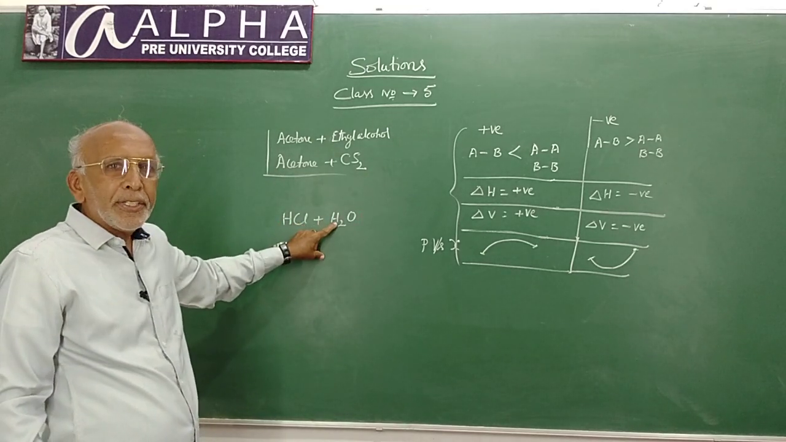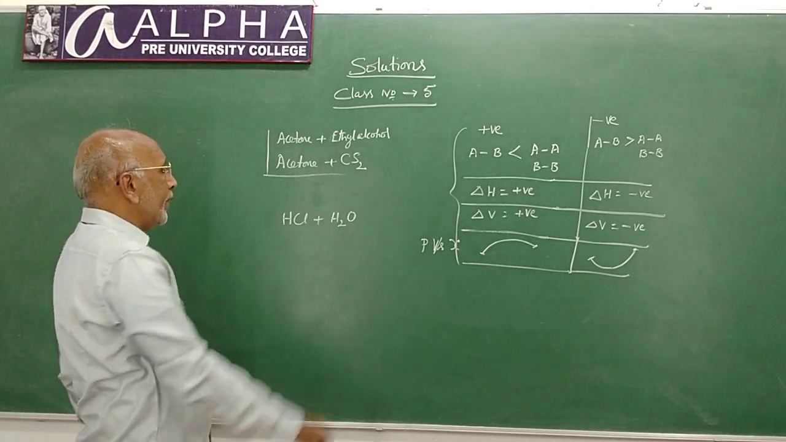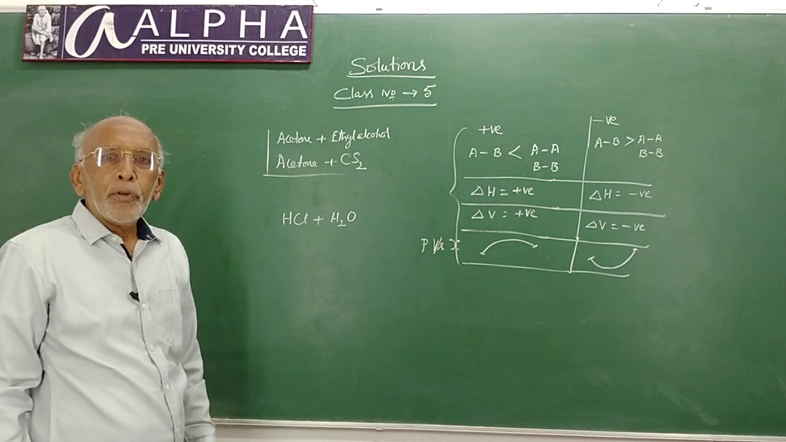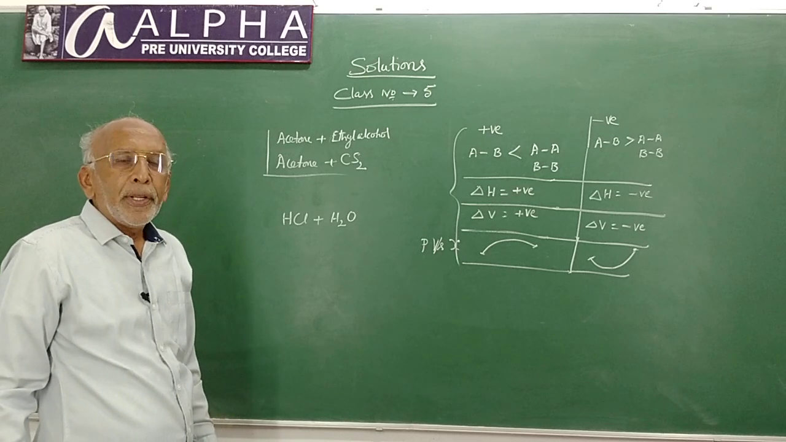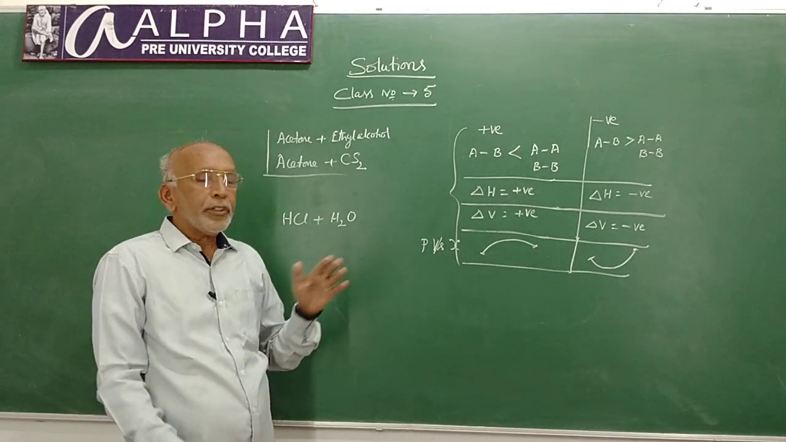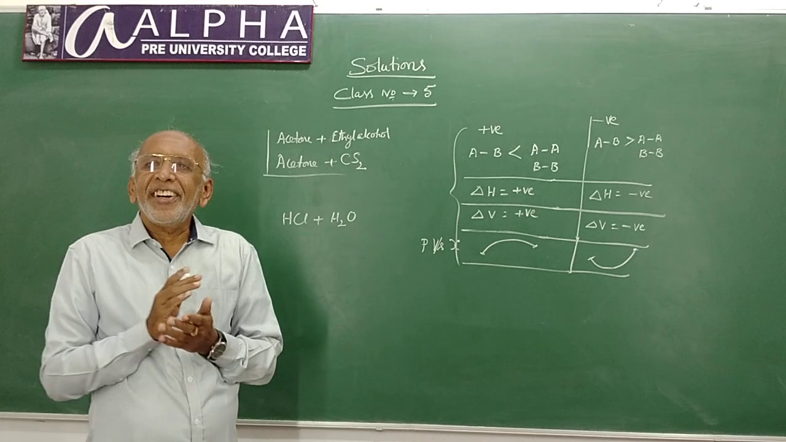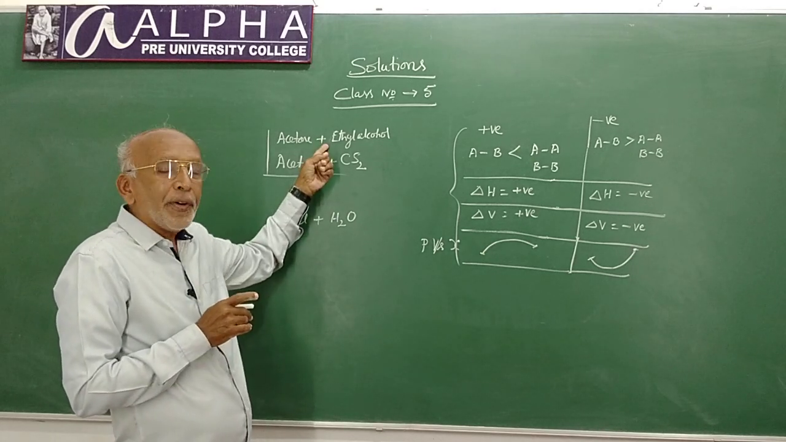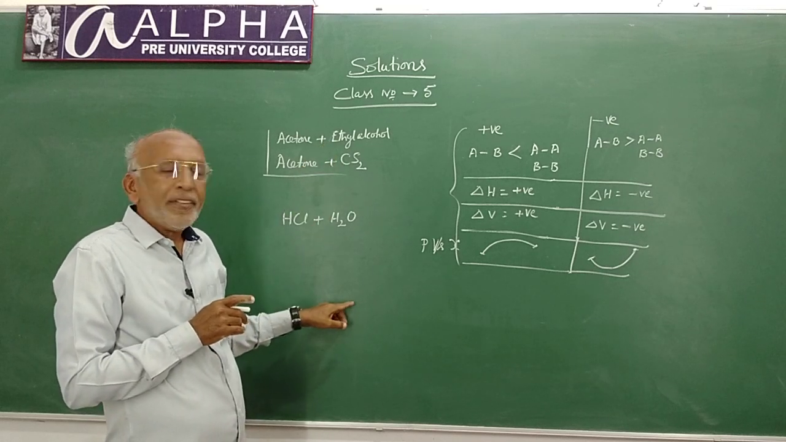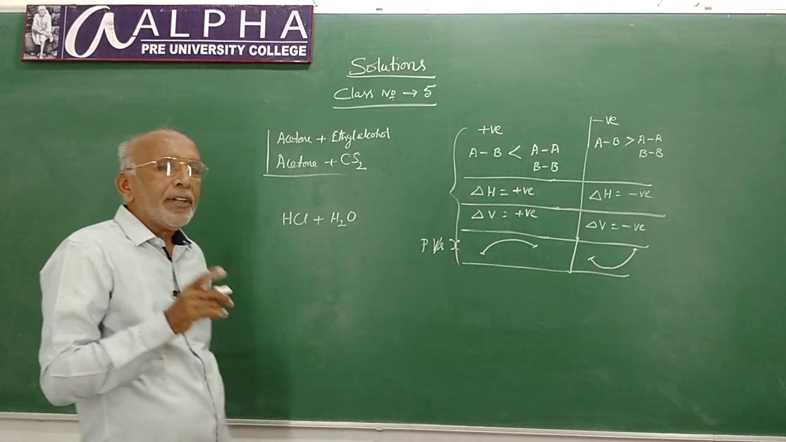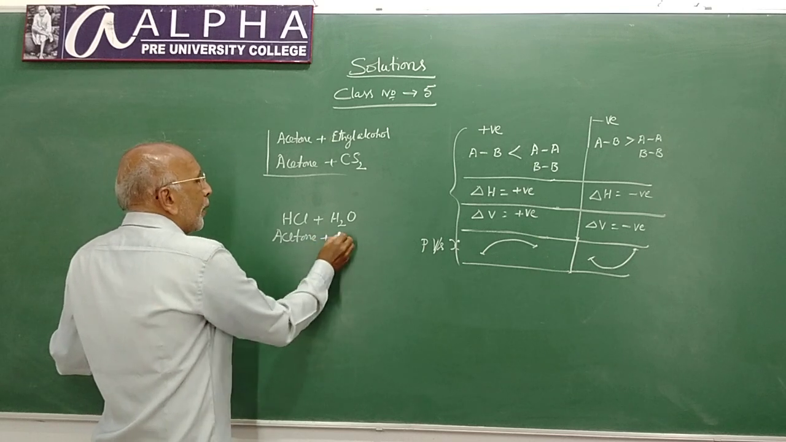HCl and water system show negative deviation. Similarly, sulfuric acid and water, nitric acid and water are, of course, non-ideal solutions showing negative deviation. In case of non-ideal solution showing negative deviation, hydrogen bonds are formed. There, hydrogen bonds are broken. In this case, hydrogen bonds are broken. In this case, hydrogen bonds form. I will just give an example: acetone and chloroform.